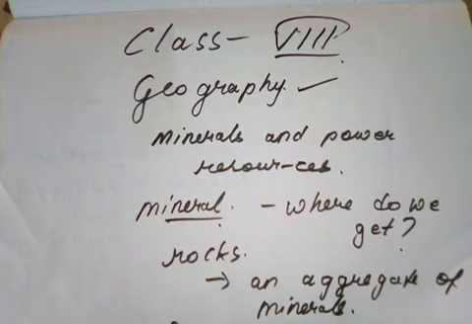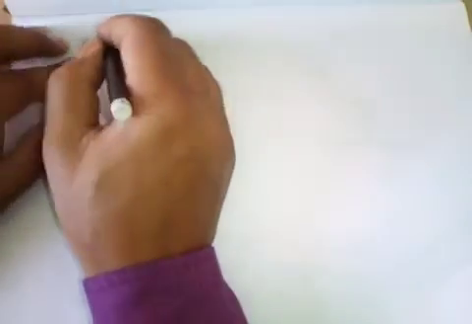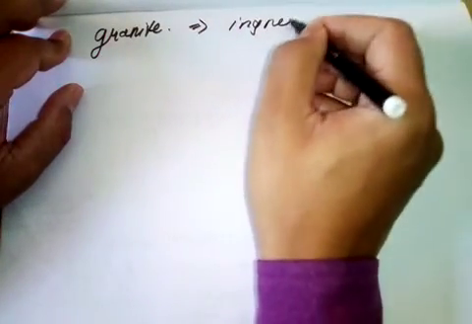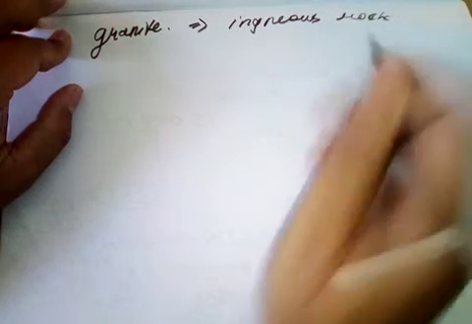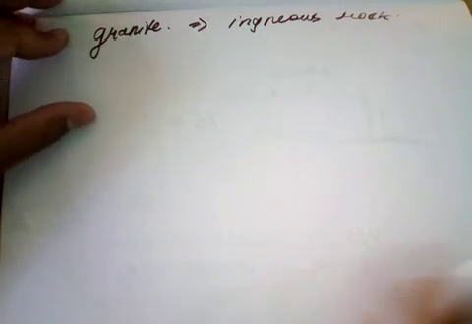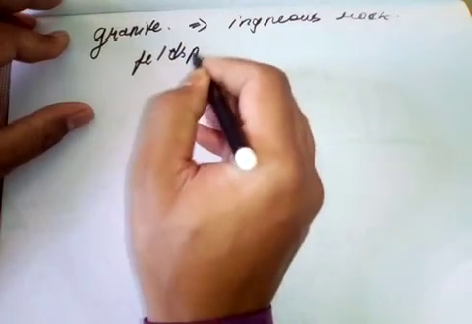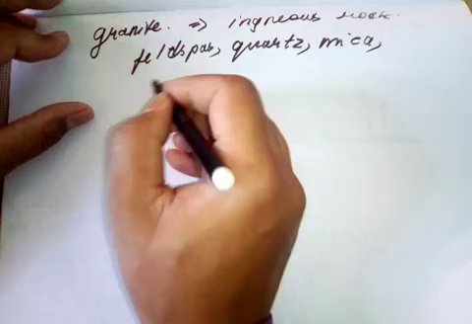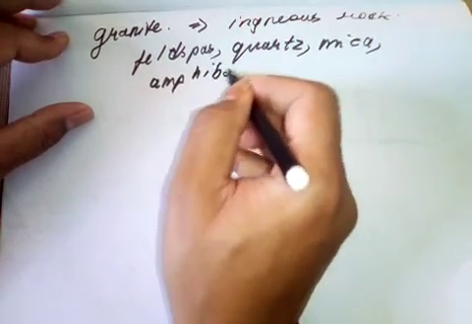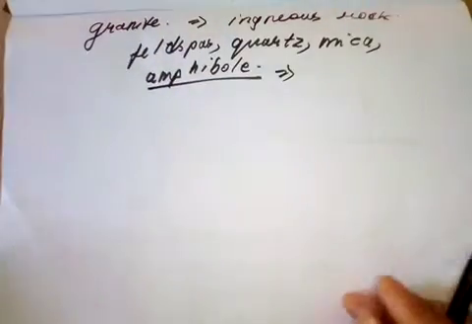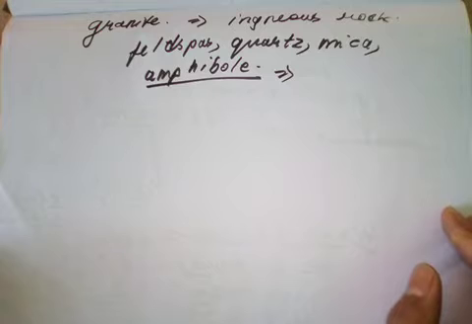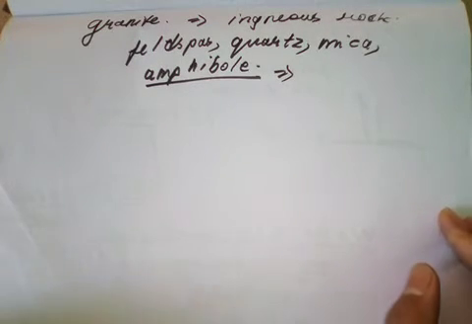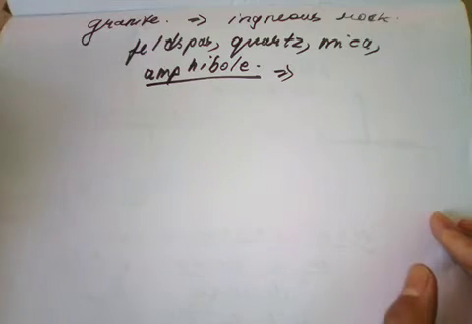If I take a stone, granite, which is a type of igneous rock, it consists of certain minerals like feldspar, quartz, mica, and some amphibole. Some other examples are limestone, which is a sedimentary rock, which has calcite, a kind of mineral.